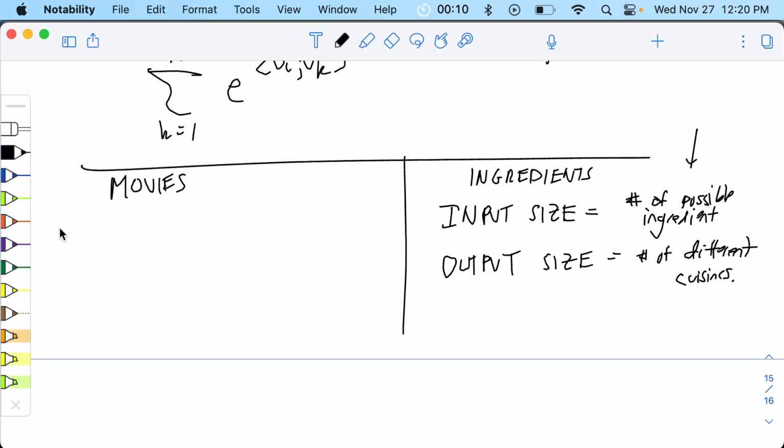And for the movies, the input size would be like the number of movies in the data set. What would be the output size? Does anyone want to take a stab?